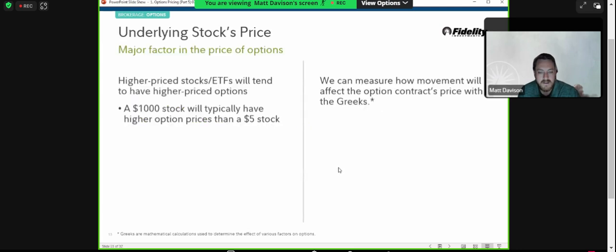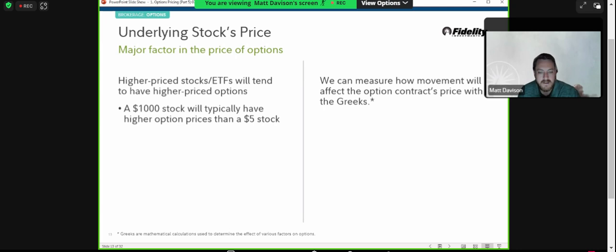All right, let's talk about the underlying stock's price, because this is probably the one most understood by most people, but there's still some nuance to it that maybe some of you don't know, and it's something we need to think about. First and foremost, if the stock itself is higher priced, the options are going to be higher priced. And why is that?